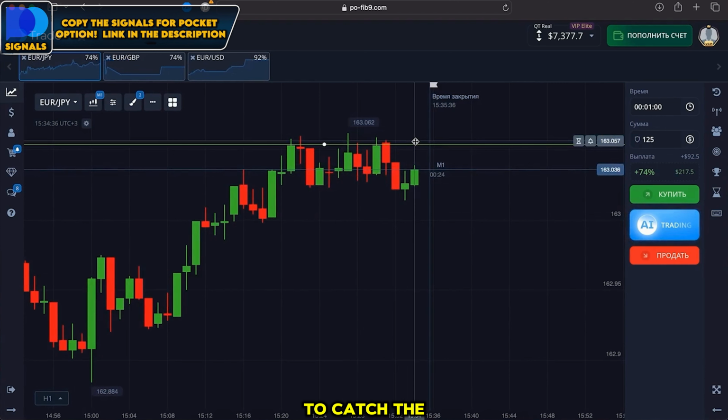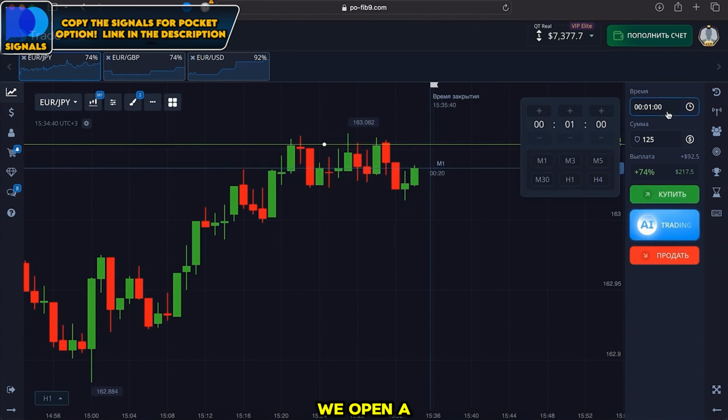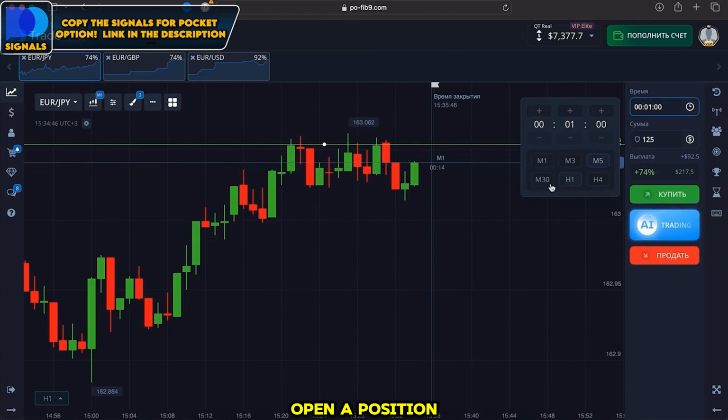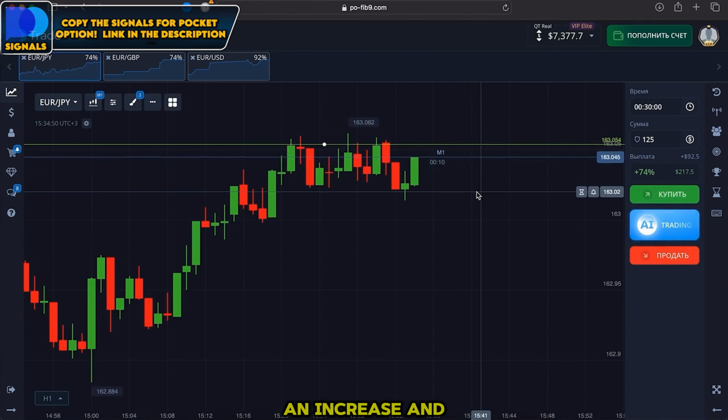Because we need to catch the moment when the maximum breaks through here. When the maximum breaks, we open a position for an increase. Alternatively, if you are only holding long-term positions, you can calmly open a position right now. For example, for 30 minutes, 45 minutes, or 1 hour for an increase, and that's it. You can already take a good profit from this.